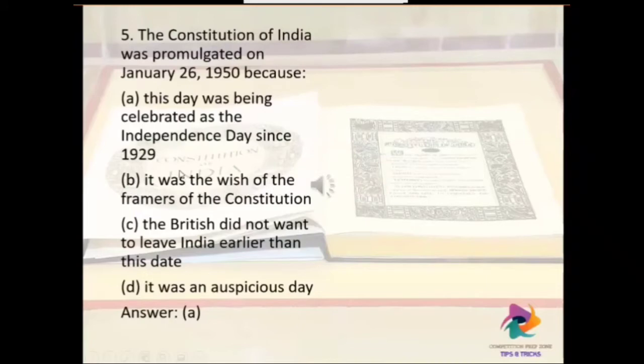Moving on to the next question, question number 5. The Constitution of India was promulgated on January 26, 1950 because A. This day was being celebrated as Independence Day since 1929. B. It was the wish of the framers of the Constitution. C. The British did not want to leave India earlier than this date. D. It was an auspicious day. And the correct option is A. This day was celebrated as Independence Day since 1929.